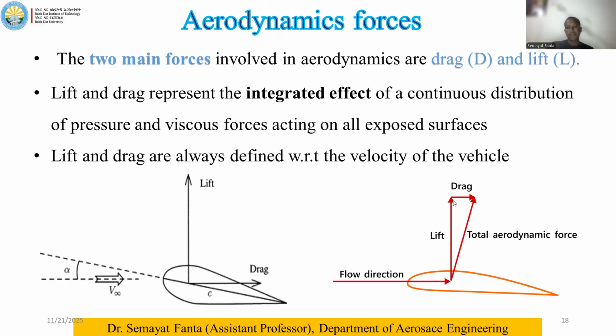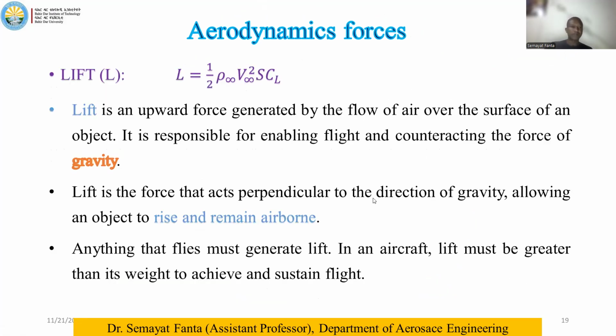Okay, so this is the lift, the drag component is in this direction, so we may have the total resultant aerodynamic force. This is the total resultant aerodynamic force, which acts through the center of pressure, and drag is opposite to the flow direction. So these are the two aerodynamic forces.